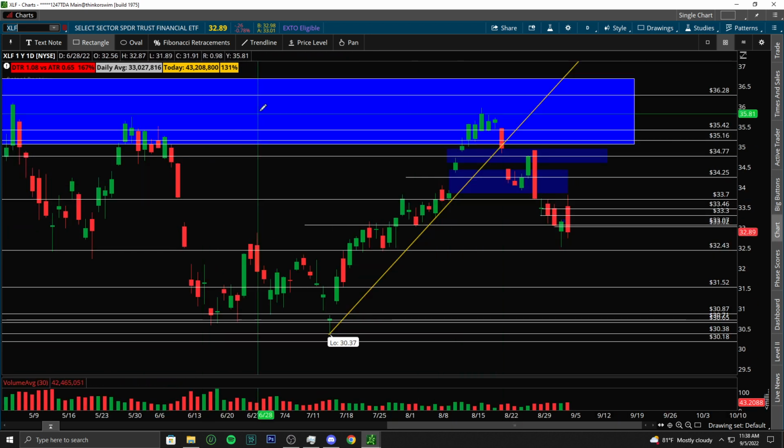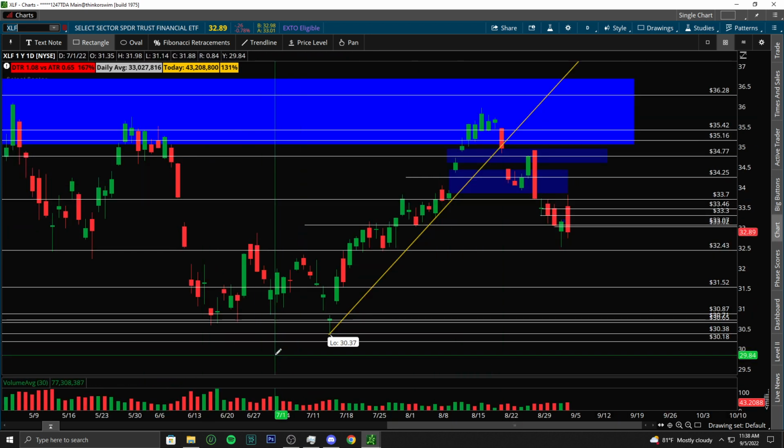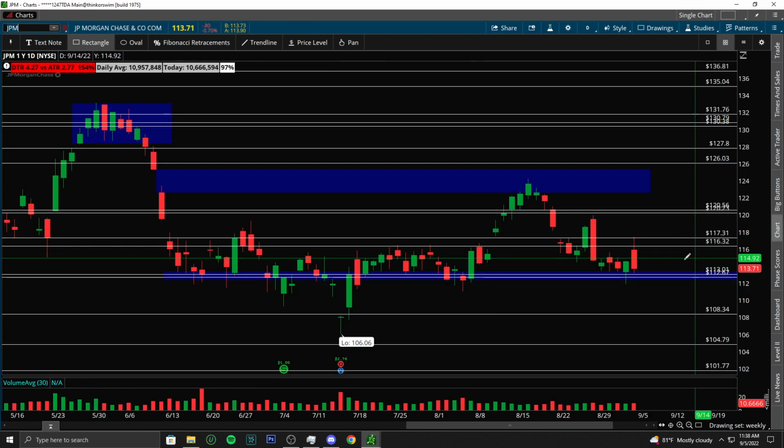So use these levels for analyzing. It doesn't necessarily need to be for taking a trade each and every time. Just look at these levels for analyzing, visualizing, giving yourself that chance. Like, all right, if like right here, if XLF ends up breaking 3240s, well, then we can start to look for JPM to break their 112, 113s.